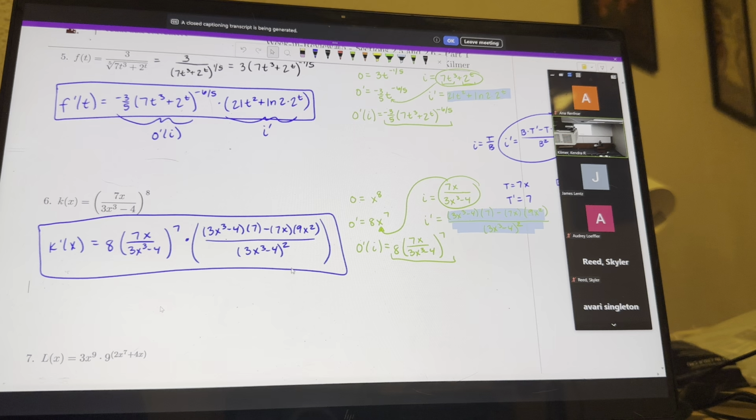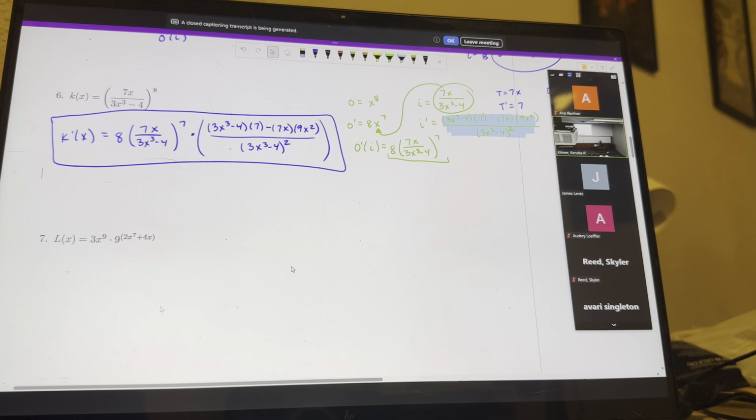All right, let's look at the next one. All right, so number 7, what is our big picture here? Product, right? So we're dealing with a product of 2 functions. This 3x to the 9th is our first function. The 9 to the 2x to the 7th plus 4x is our second function.